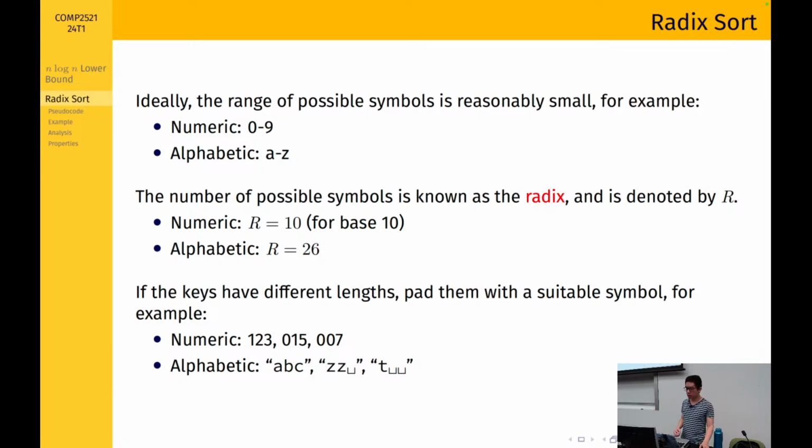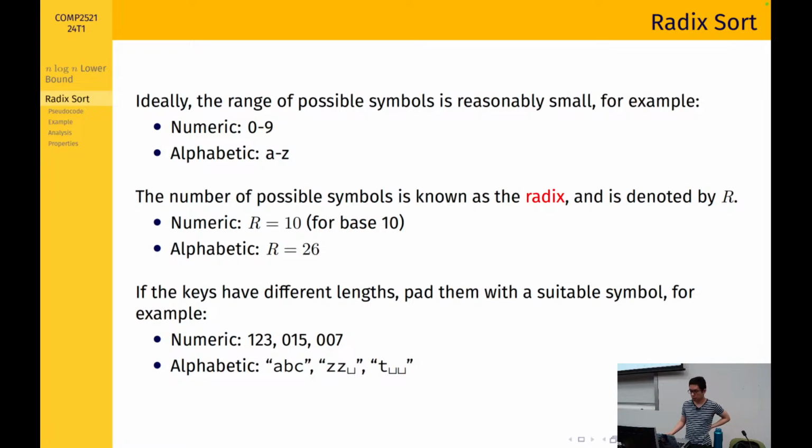Right? So if the keys have different lengths, which would be quite common in real life, then we would pad each key with a suitable symbol, right? Depending on what kind of key we are sorting. So if we're sorting a numeric key, then for smaller numbers, we would pad them with zeros, right? So if our longest key has 3 digits, then for a number like 15, we would add a 0 at the front.